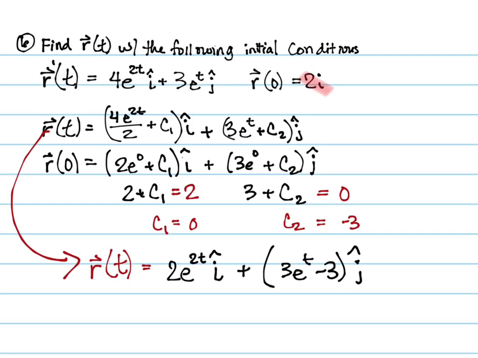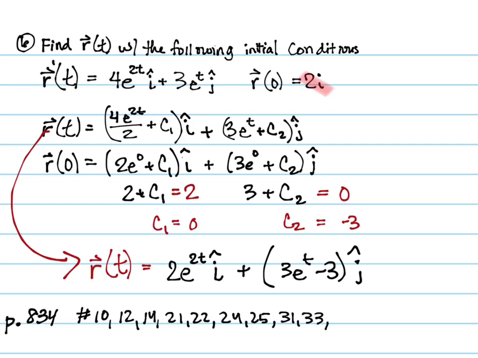Is that all right? Okay, let me write in the homework for us, and we'll be finishing up for today. This is page 834. It's 10, 12, 14, 21, 22, 24, 25, 31, 33, 41, 45, 48, 51, almost done, 54, and 57.